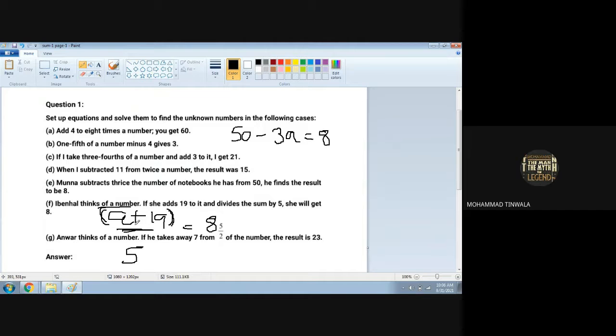Are you getting my point? Yes. So you will get number 8 as your answer. So this is what the equation says.